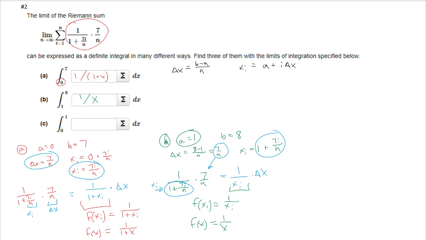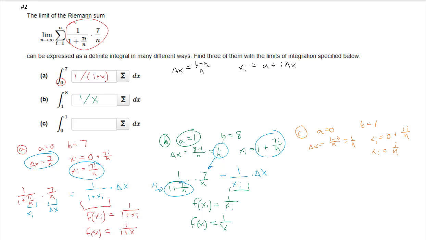Now, part C is a little bit trickier. Okay, so for part C, our a is equal to 0 and our b is equal to 1. So our delta x in this case is equal to 1 minus 0 over n, or just 1 over n. And our x sub i is equal to 0 plus 1i over n, or you could just say that our x sub i is equal to i over n.